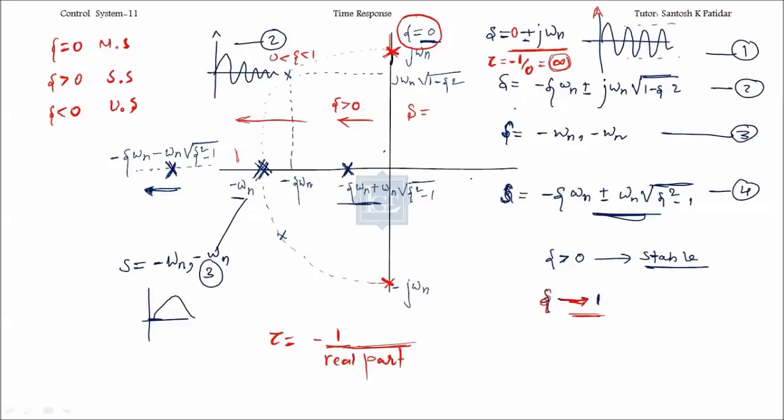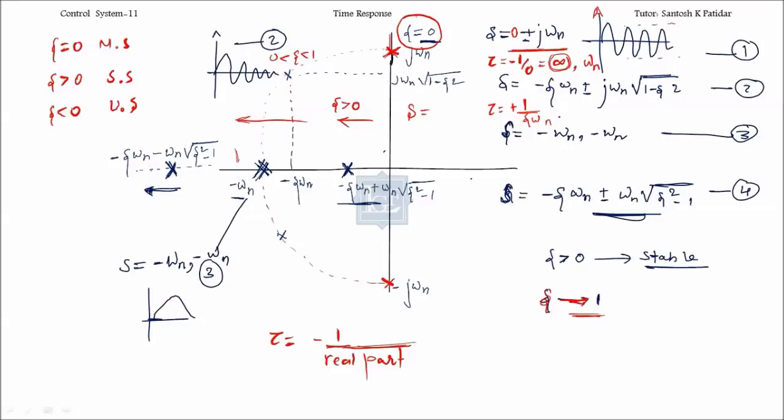What about the underdamped system? If you calculate the time constant tau, it will be minus 1 divided by the real part. The real part is minus zeta omega n, so tau will be 1 over zeta omega n. And what about the natural frequency of oscillation? It is nothing but the imaginary part of any pole, and that is omega n.